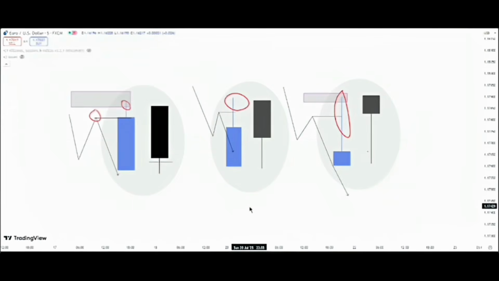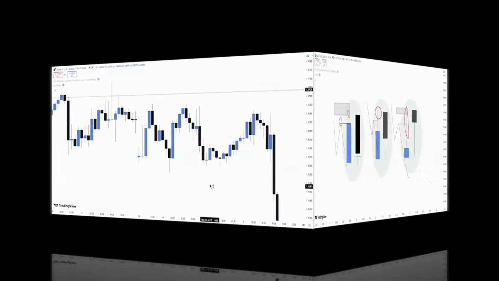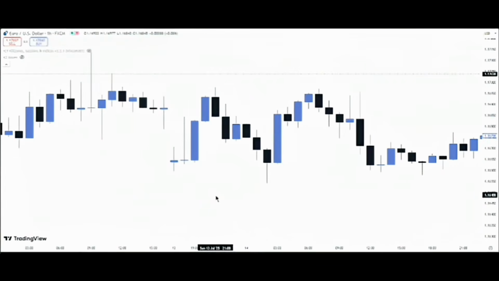I'm going to take you to the live chart and show you some examples of what I'm talking about so that you can understand exactly what we are saying. Let's get to the live chart and let me show you some examples. This is Euro USD 1H time frame. Look at this.